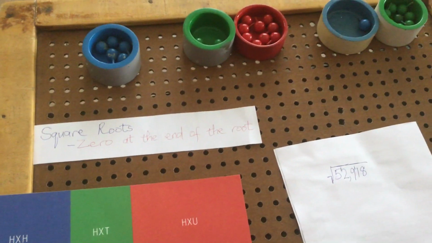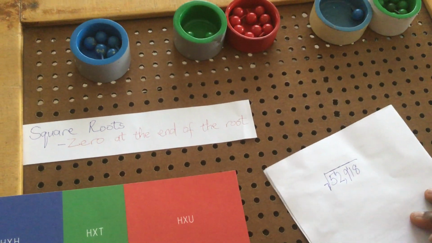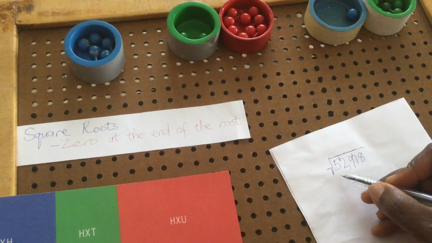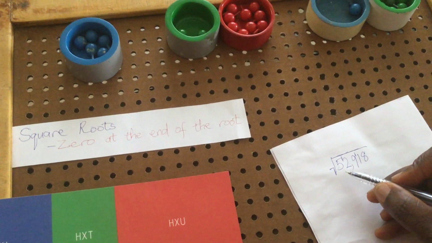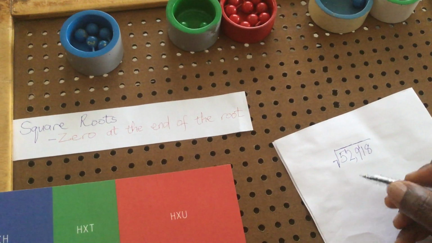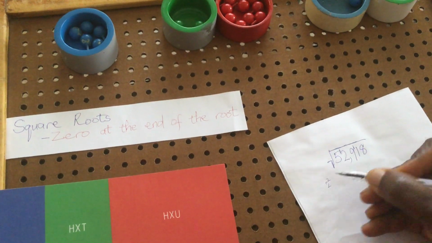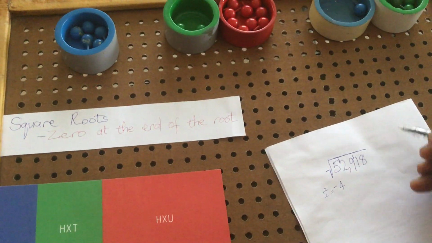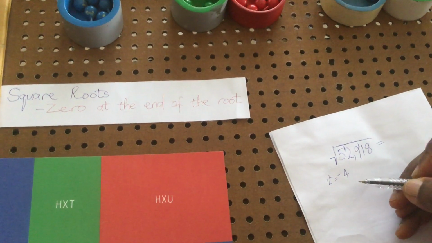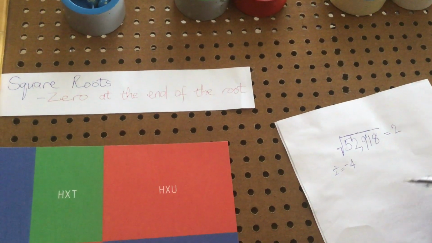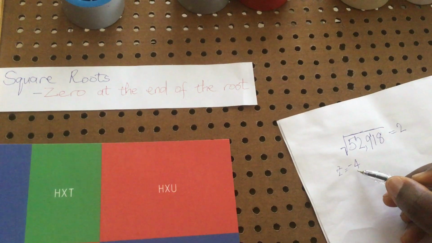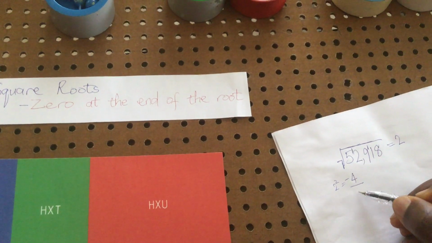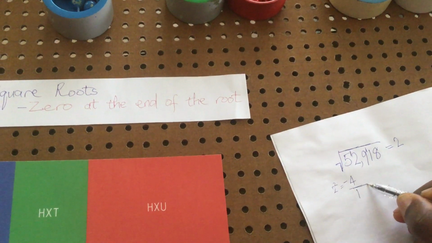Before we use the material or the pegs and the board, I want us to try this on paper firstly using our rules. So the first square we can build out of this tens of thousand is the square of 2, which will give us 4. So you subtract that. So our first digit is 2. We subtract that from our tens of thousand. We are going to have 1 left, which is 10,000.